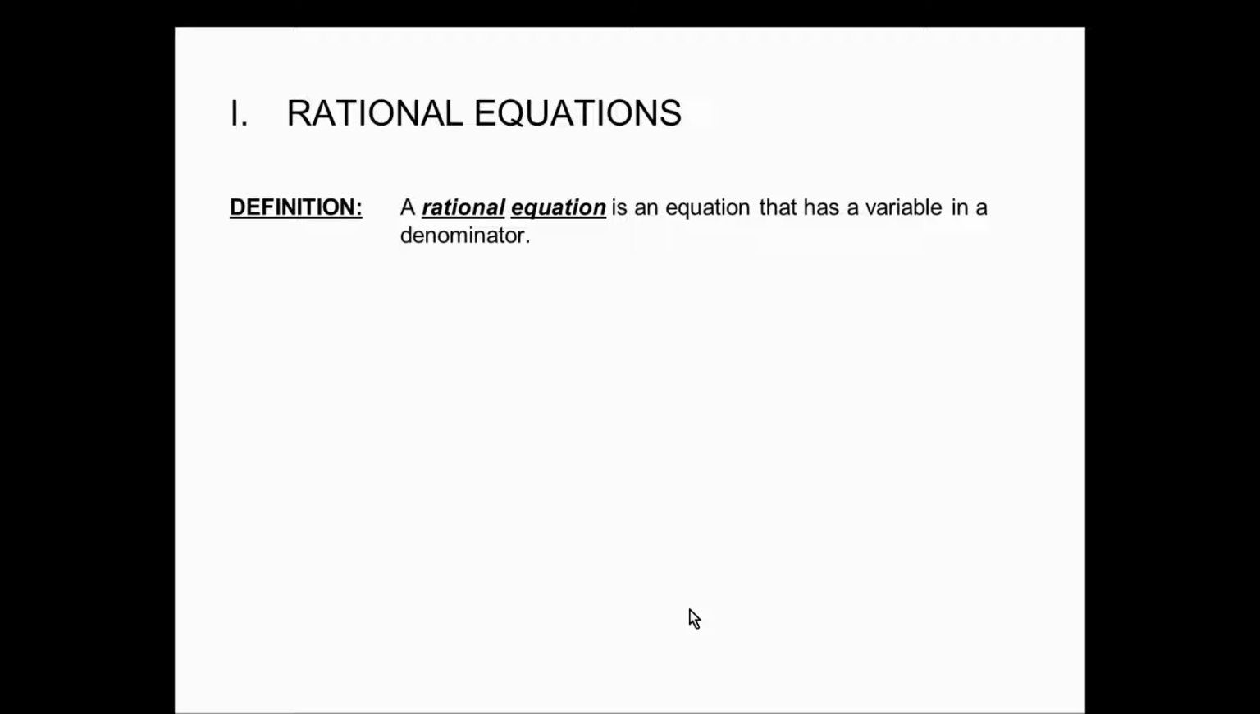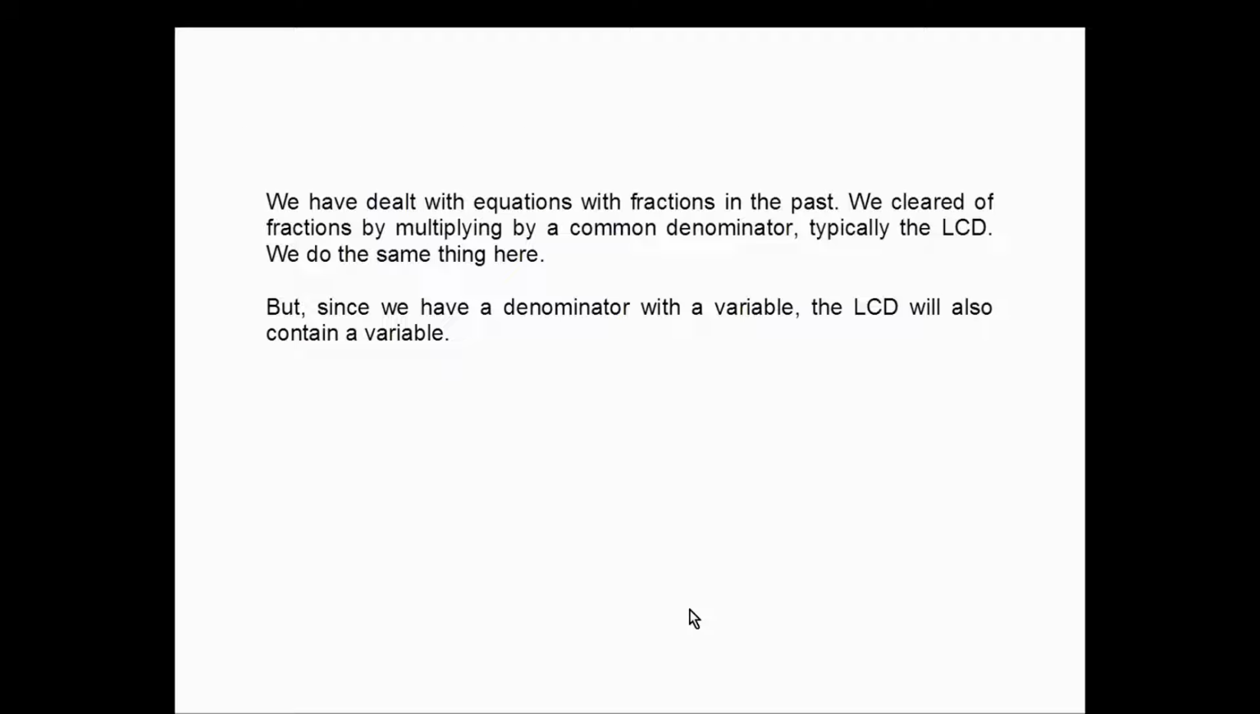Okay? Variable in the denominator. Having a number in the denominator is not enough to make it a rational equation. We must have a variable in the denominator. So we have dealt with equations with fractions in the past. We cleared our fractions by multiplying by a common denominator, typically the LCD. We will do the same thing here.